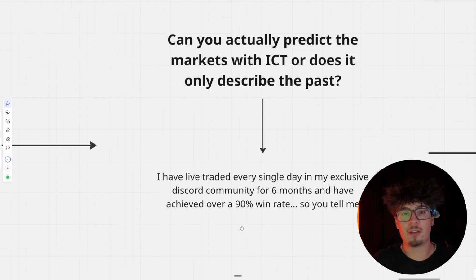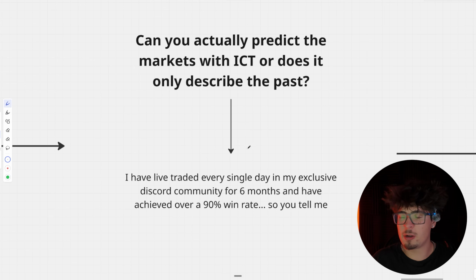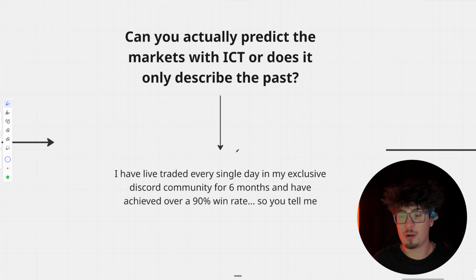One of the last most frequently asked questions I get is, can you actually predict the markets with ICT, or does it only describe the past? Well, me personally, I've live traded every single day in my exclusive community for 6 months and have achieved over a 90% win rate. So, I mean, you tell me, is it a statistical anomaly? Just pure luck? 6 months, over 75 trades?